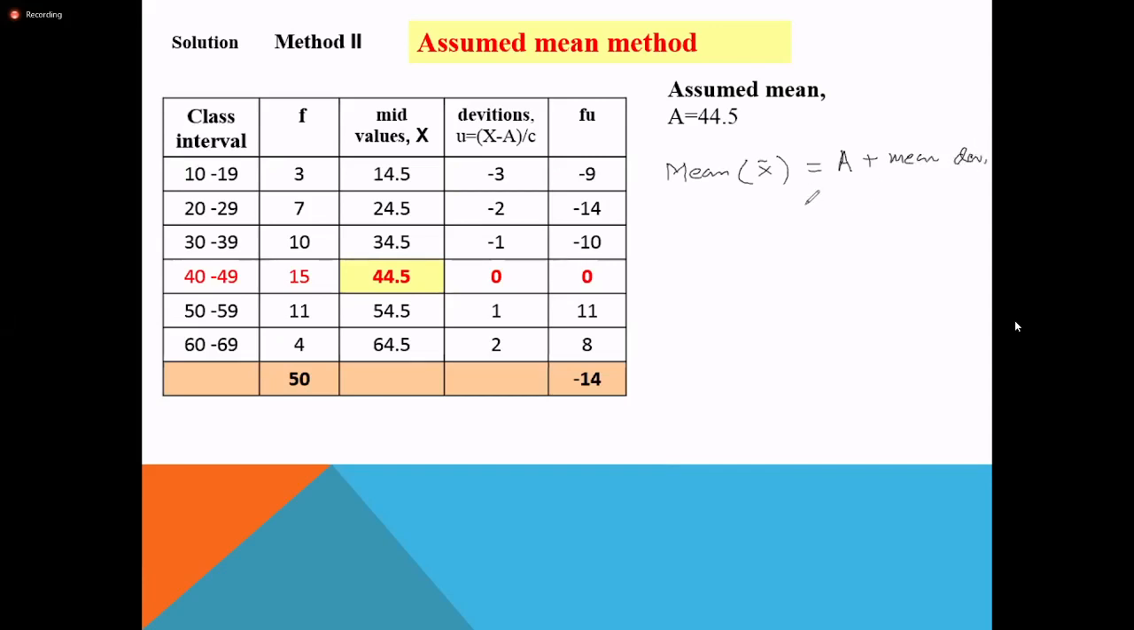But here mean deviation is taken here as sigma fu divided by total number of numbers sigma f. But this is not the real sum of the deviation.